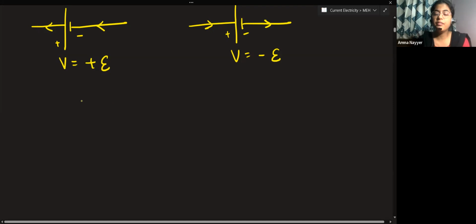Now, if you move along the direction of current, let's say this is a resistor, having a resistance R. Current I is flowing.